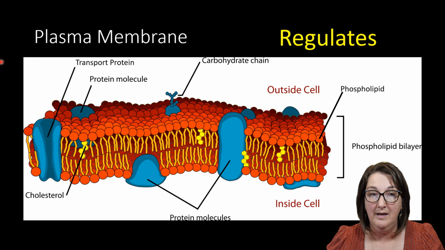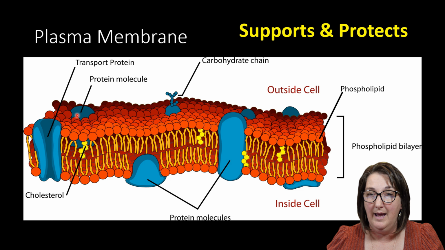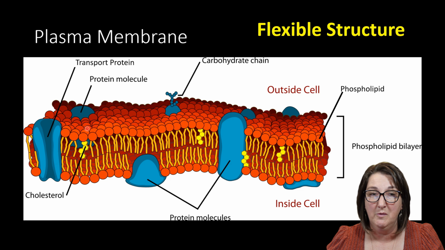So they can regulate. They're going to allow material in and out. They're going to be very selective. It's going to support and protect. It's going to allow a framework for the cell to be able to do what it does. It's going to protect it from things outside the environment and not allow them in. So it's going to help protect. It's going to be a barrier. It's also going to be very flexible, so it can move and shift and change its shape a little bit if it needs to get past something.